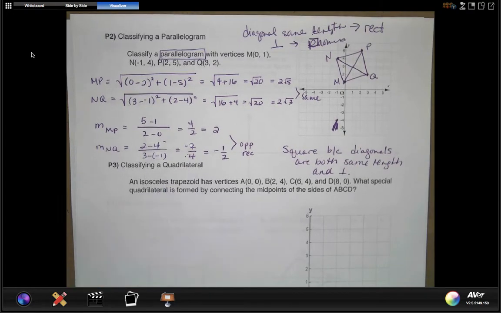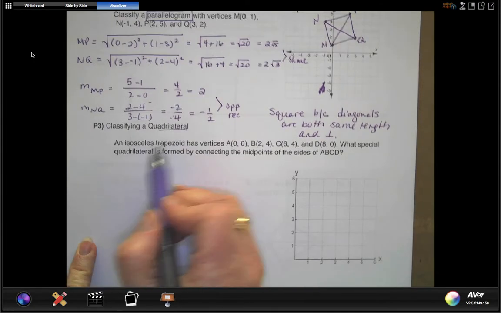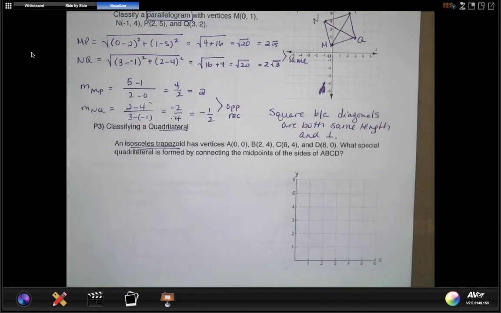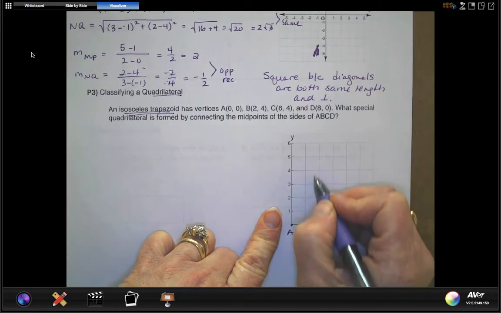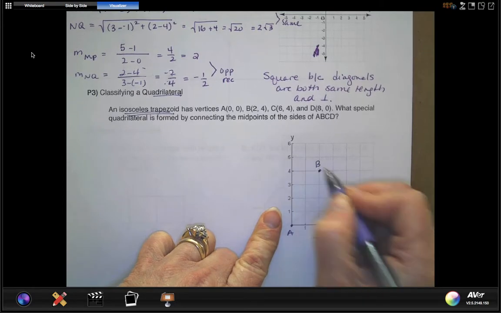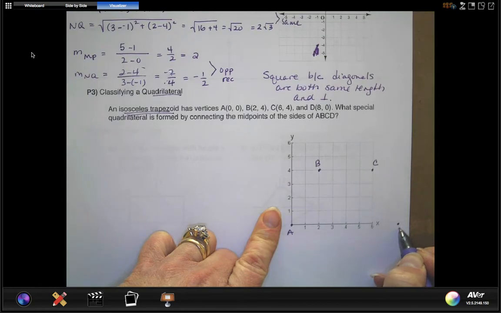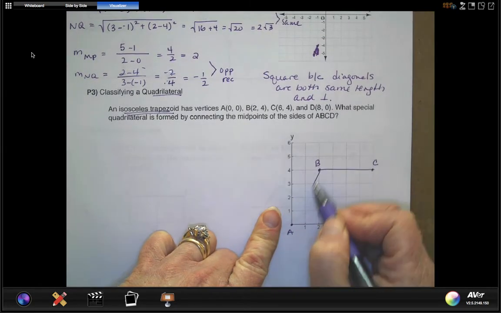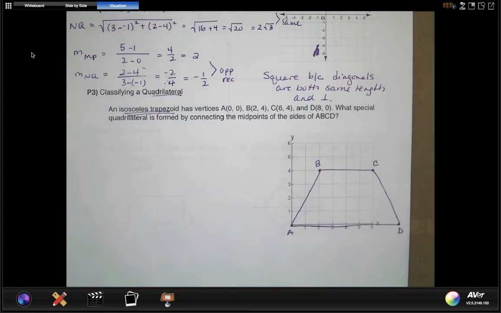All right, this one says classifying a trapezoid, or classifying a quadrilateral. But now if you notice here, it says that I have an isosceles trapezoid. So I have point A down here, B is at 2, 4, C is at 6, 4, and D is at 8, 0, which we don't have space for. But so you can see here's the isosceles trapezoid. But then it says, what special quadrilateral is formed by connecting the midpoints of the sides?